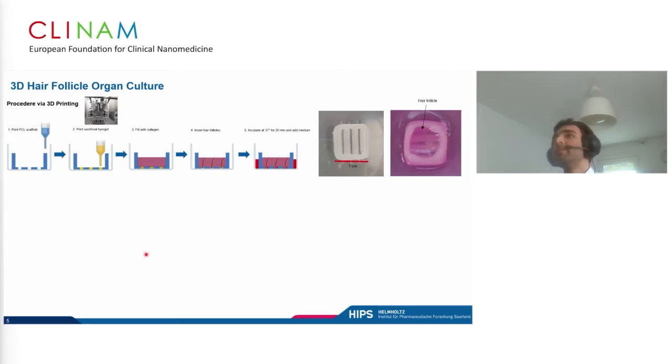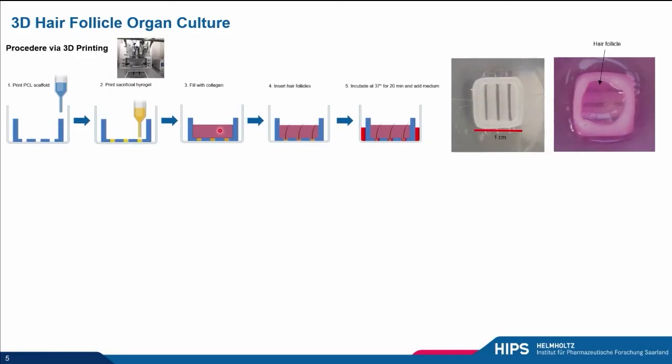And what we did is we printed a PCL scaffold with pores in which we printed a sacrificial hydrogel, which prevented the following filling of a pre-polymerized collagen from leaking. The collagen is our dermis substitute. And then we fixed, before the collagen was polymerized, the isolated hair follicles into this sacrificial hydrogel. And then we polymerized the collagen at 37 degrees and simultaneously removed the sacrificial hydrogel.